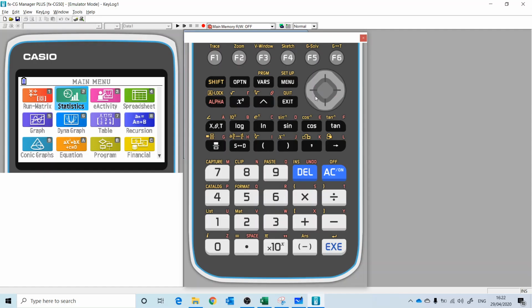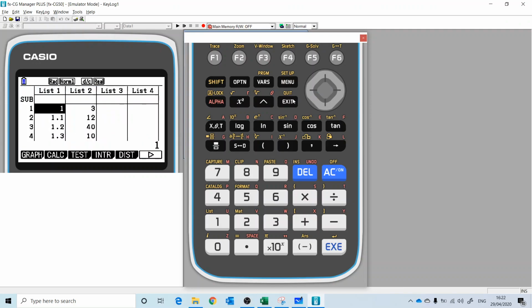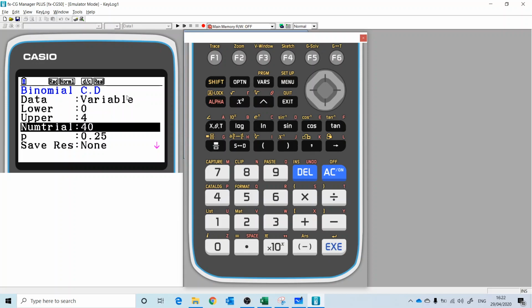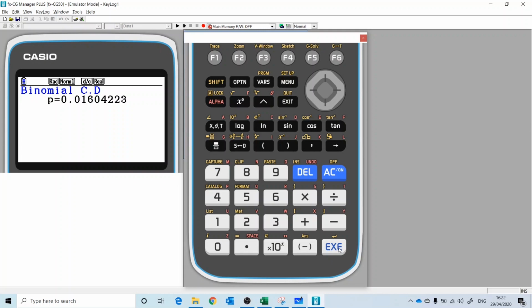So you go to statistics, distribution, binomial cumulative, and we're going to have 40 trials. The probability of success if H0 is true is 0.25, and we want the probability from 0 up to 4, the probability of x being less than or equal to 4. So on my calculator, I've got lower as 0, but you will just have x equals 4. You won't have upper equals 4, you'll have x equals 4. And that will give us the probability of x being less than or equal to 4, which is 1.60%.